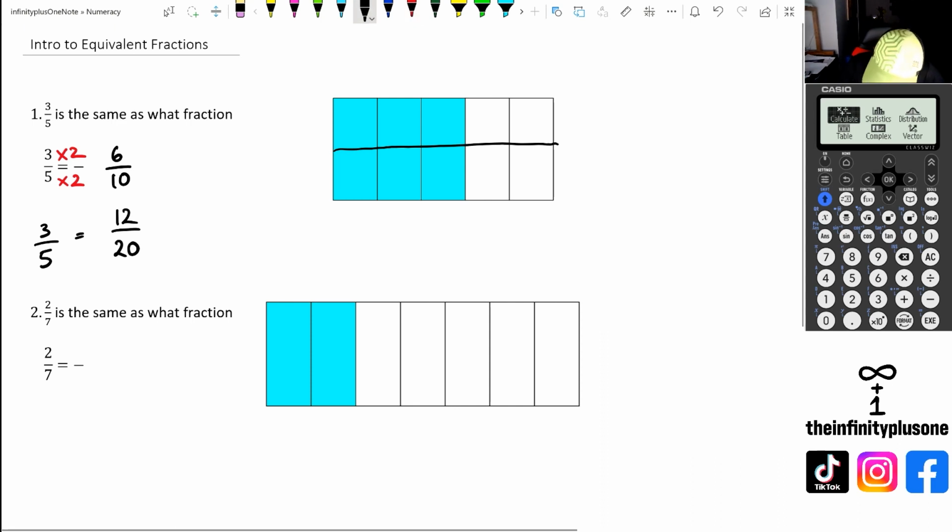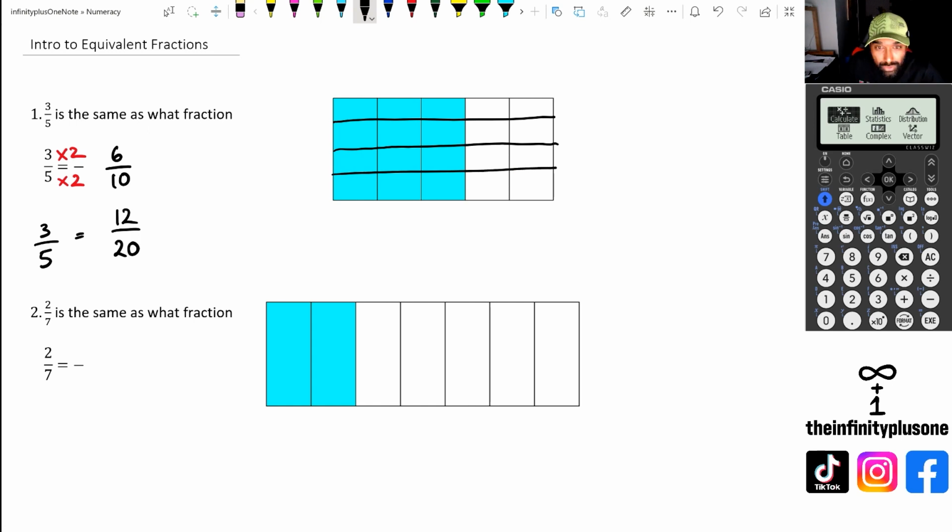And likewise, when we did the other one, where we divided this into 4 parts, what we were doing is 3 times 4 and 5 times 4. So 3 times 2 is 6, 5 times 2 is 10, 3 times 4 is 12, and 5 times 4 is 20. So with equivalent fractions, as long as you multiply the numerator and denominator by the same number, you're going to get an equivalent fraction.